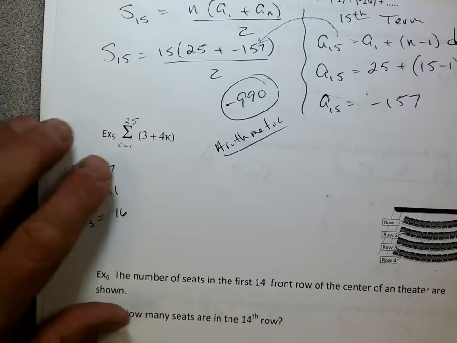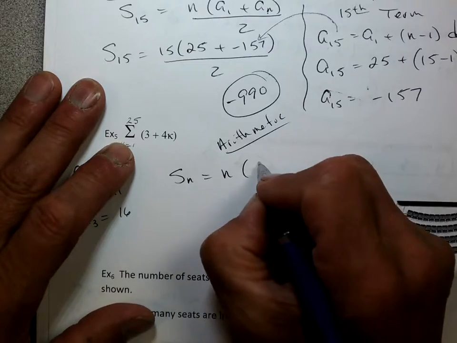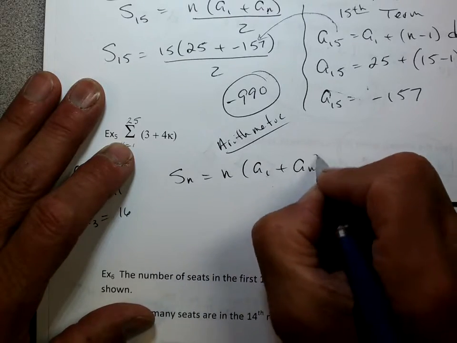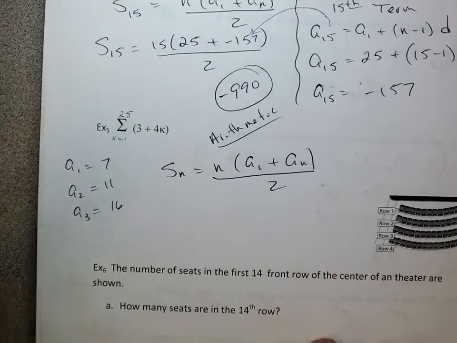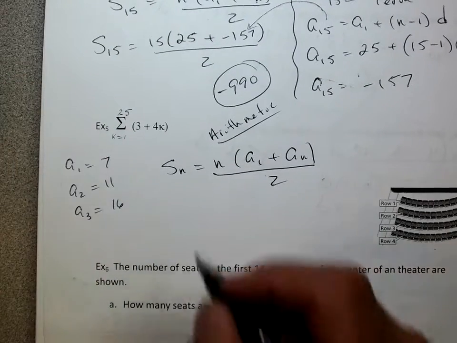So we have a formula, right? We're going to use S of n equals n times A1 plus An, divided by 2. We're going to use that formula. So we want the sum.